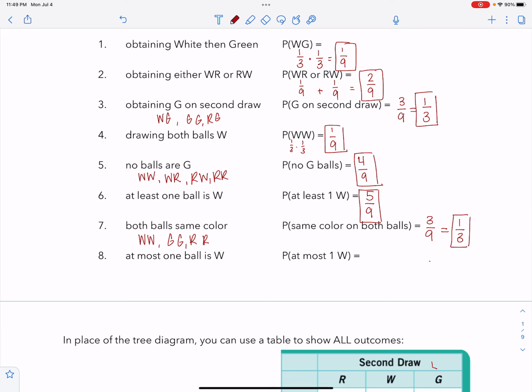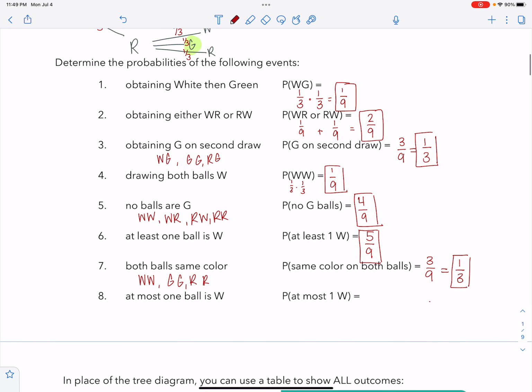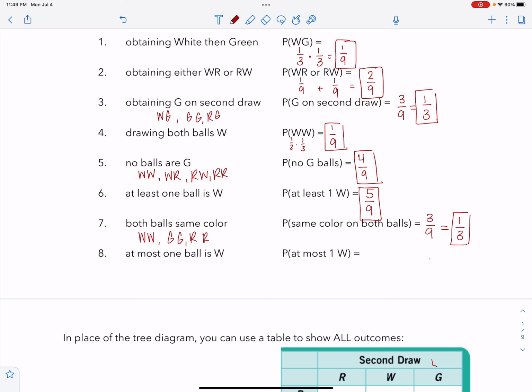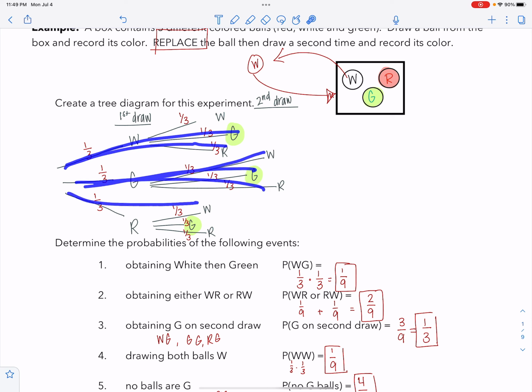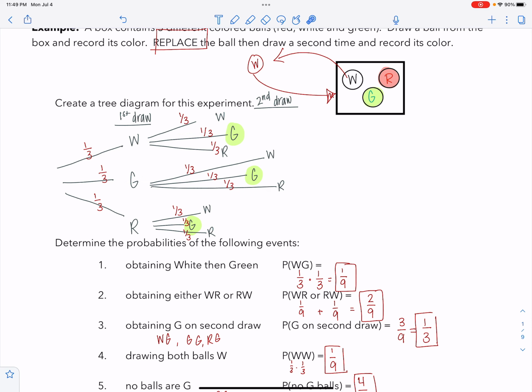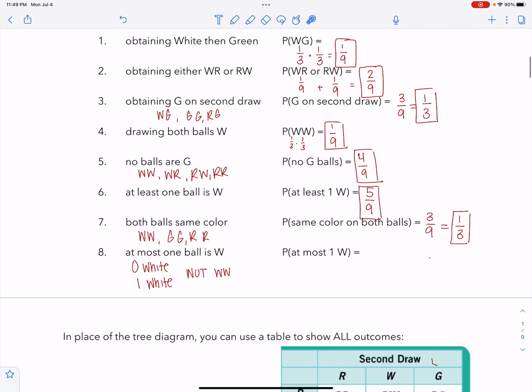And then the probability of at most 1 white. So at most 1 white means I can't have white, white. I can have anything else. I can have 0 white. I can have 1 white ball, but I cannot have white, white. So that is everything except white, white. That would do white, green, white, red, green, white, all of these except white, white. So that would be a total of 8 out of 9.